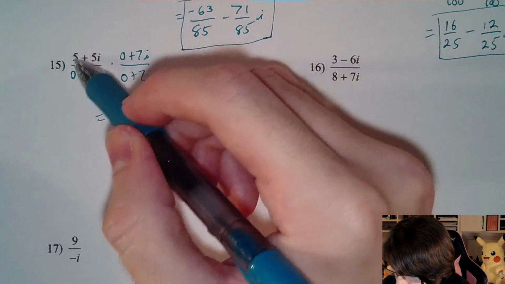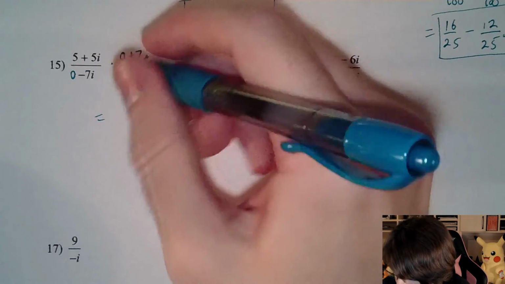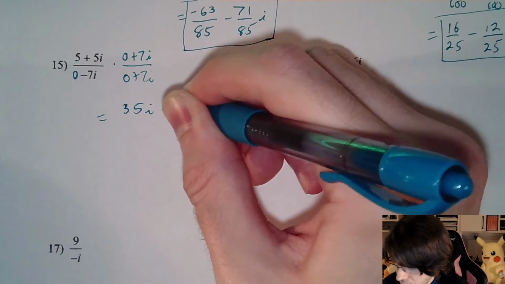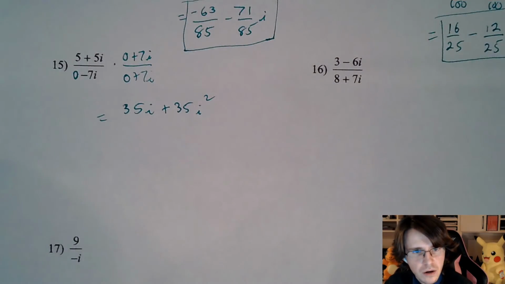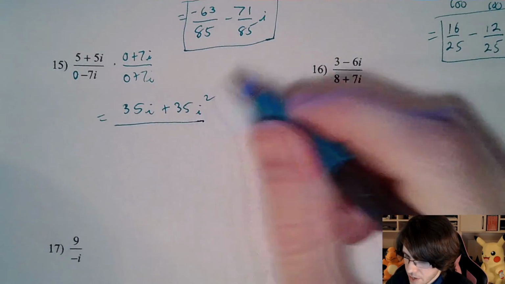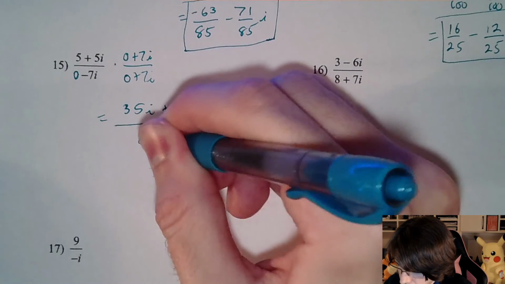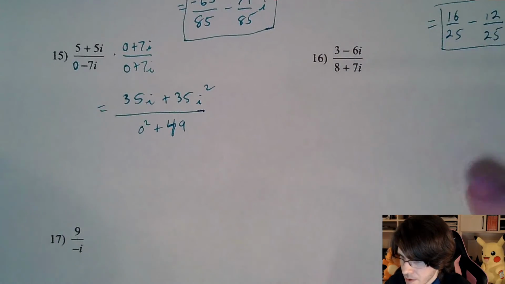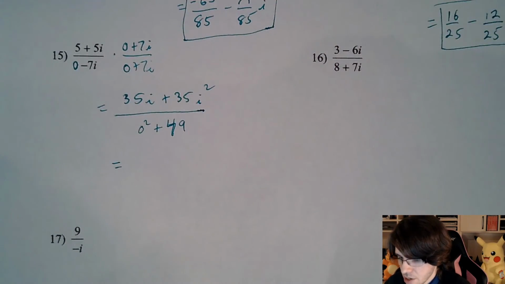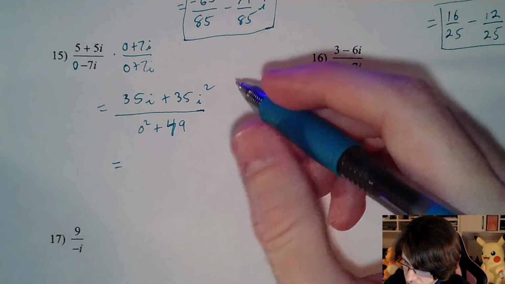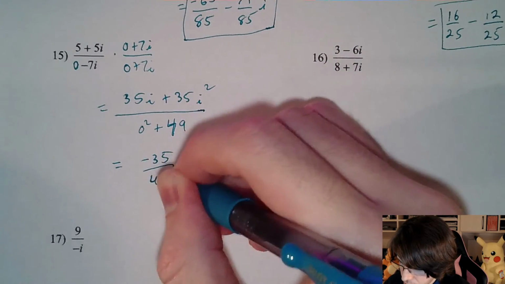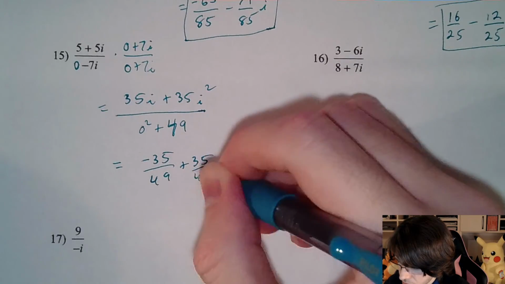When you do that, we're going to distribute. The 5 times the 7i is going to be 35i. The 5i times the 7i is plus 35i squared. Continuing on, divided by 0 squared plus 7 squared, which is 49. For this one, we will have a little bit more reduction to do in the end. So the reduction that we end up doing at the end here will be dividing by 7. This is a -35 over 49 plus 35 over 49i.